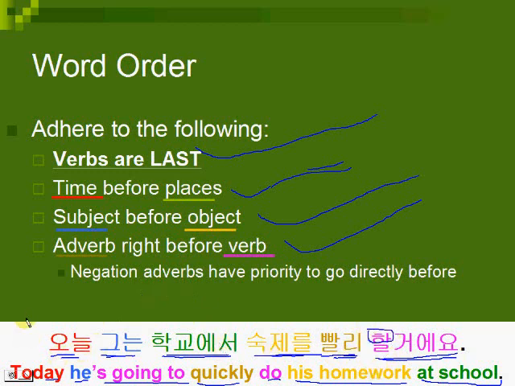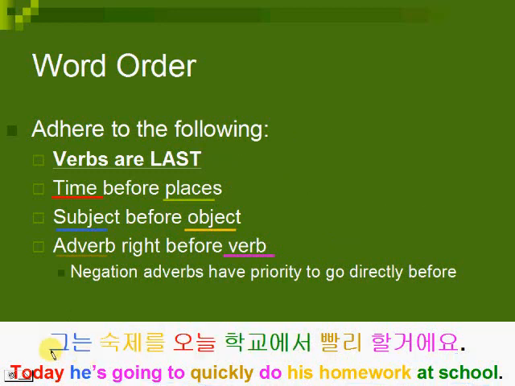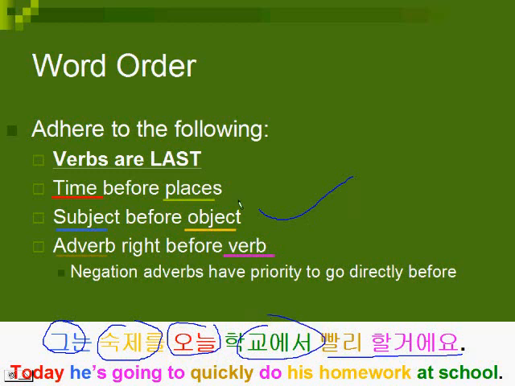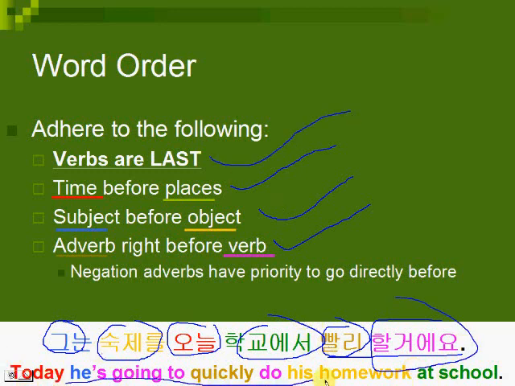So let's look at another grammatically correct sentence. 그는 숙제를 오늘 학교에서 빨리 할 거예요. So this is the same sentence, I just changed it up, but it still follows all these rules. Look, here's the subject, here's the object. Ta-da! Here's the time, here's the place. Ta-da! Here's the adverb. Ta-da! And the verb last. Ta-da! Today he's going to quickly do his homework.